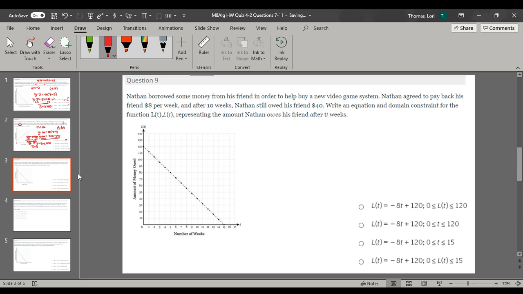Nathan borrowed some money from his friend in order to help buy a new video game system. Nathan agreed to pay his friend $8 per week. So that's going to be our rate of change. That's going to be the m. And notice that it's sloping down.